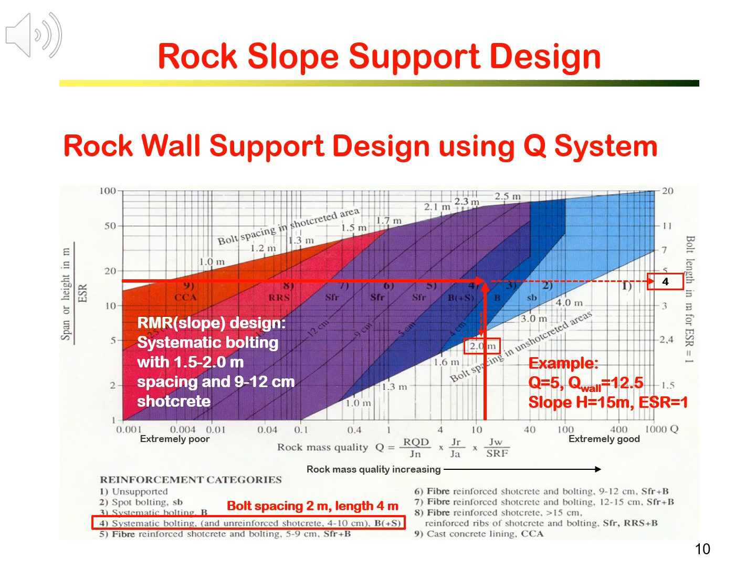If we compare the design using IMR slope, Q of 5 is fair quality, which is equivalent to IMR about 41 to 50. The design given by IMR slope for 40 to 50 is systematic bolting with 1.5 to 2 meter spacing and a 9 to 12 cm shotcrete. And the bolt length is twice the spacing, which is about 3 to 4 meters. The two systems give very similar rock support design.